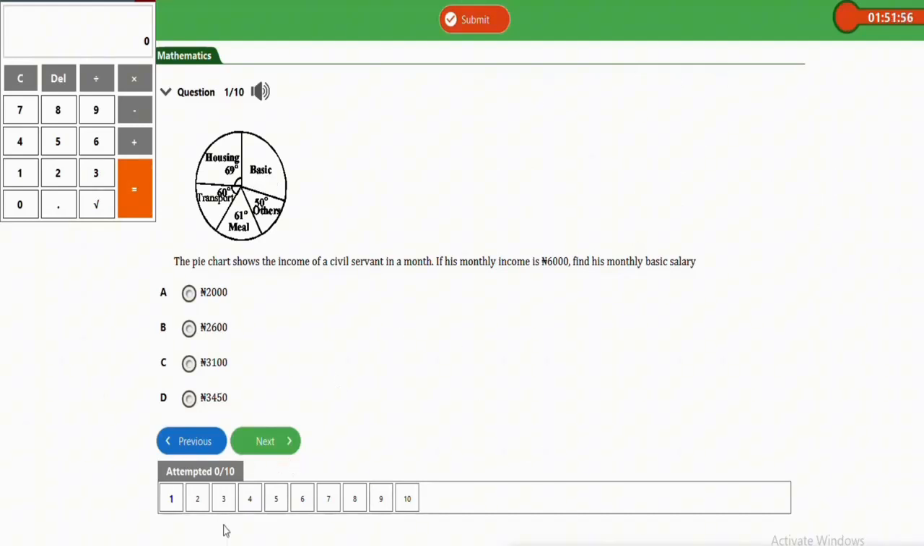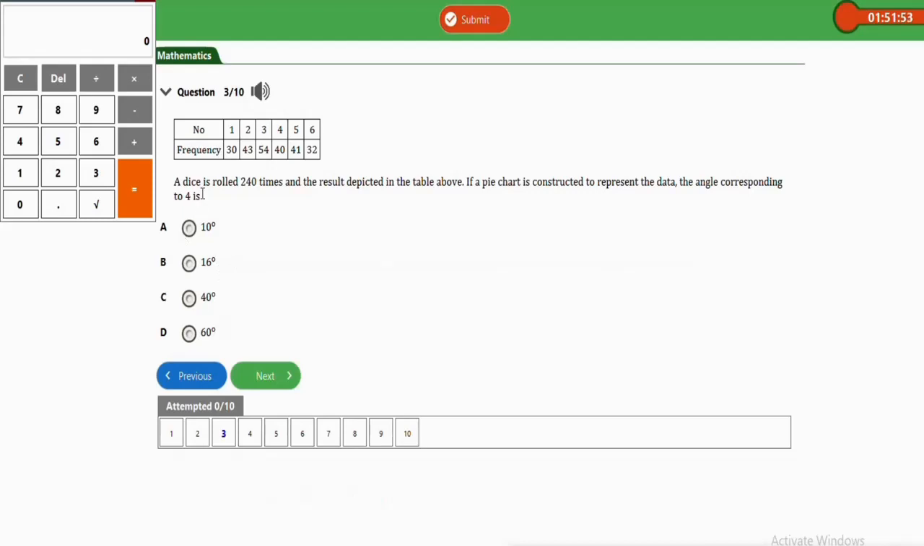The next repeated question says a die is rolled 240 times and the result is depicted in the table above. If a pie chart is constructed to represent the data, the angle corresponding to 4 is what? We're looking for the angle corresponding to 4. At the fourth value, we have the frequency to be 40. So let's call the angle x, our unknown.